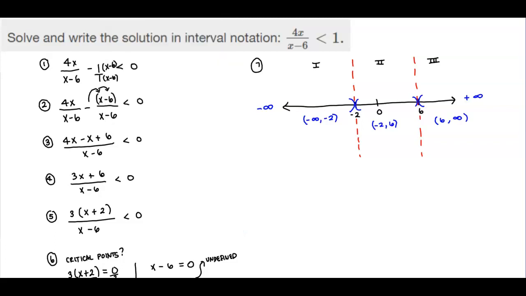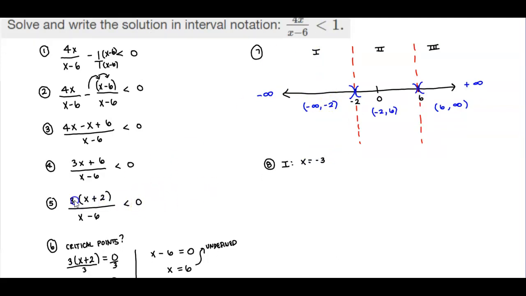Okay, now we're going to test our regions. For region number 1, we can pick a value in this region, so the next number lower than -2 is -3. So we have x equal to -3. Now, when testing this x value, you can use either the original inequality or what we got in step 5, where it's less than 0. It might be better to compare something that's less than 0 as opposed to less than 1, but it doesn't matter if you use the original one or step 5.